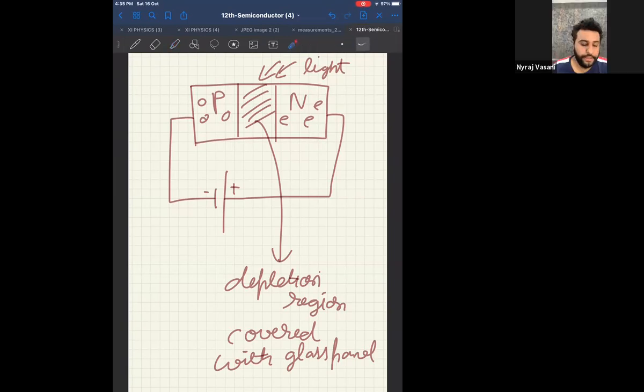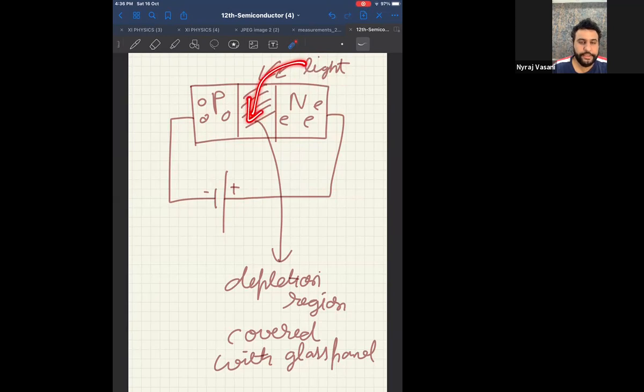Okay, see here. I have a PN junction diode. This is the P region, this is the N region, and this is the depletion region. And I keep it in reverse bias. That means I connect the P region to the negative terminal and the N region to the positive terminal so that no current flows normally. Then on the depletion region, I put a glass panel so that light can enter it. Now, light is a form of energy.